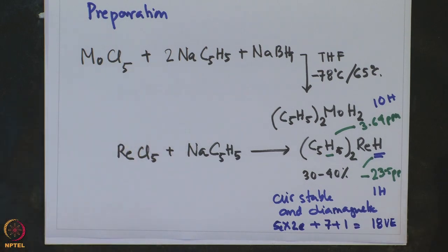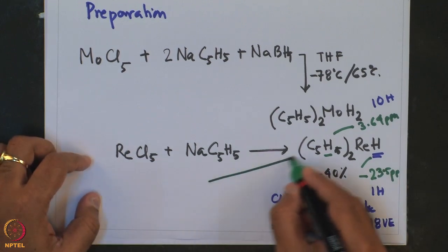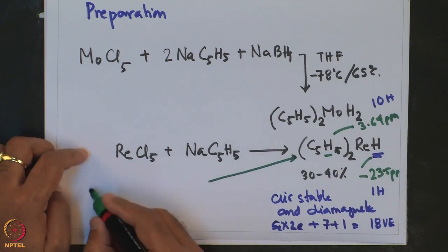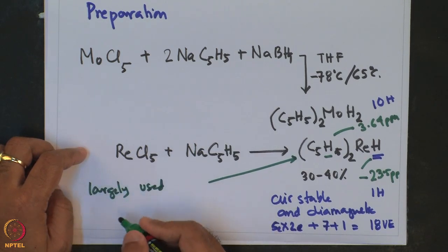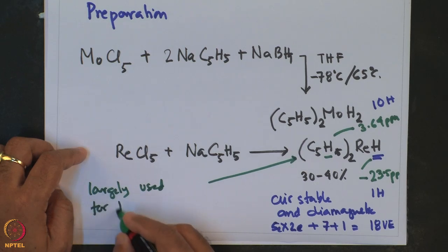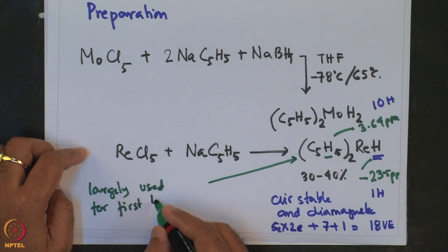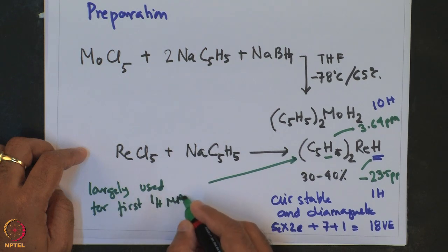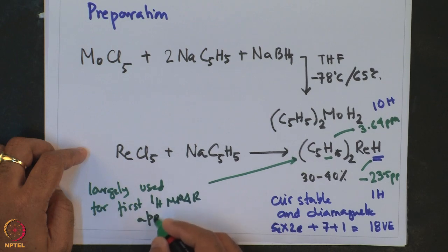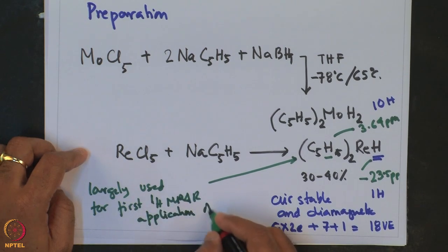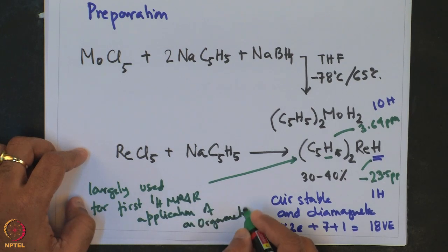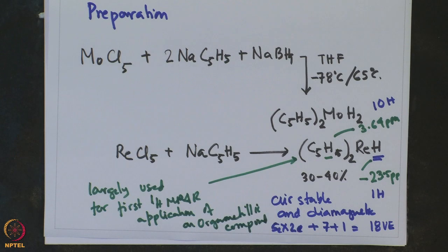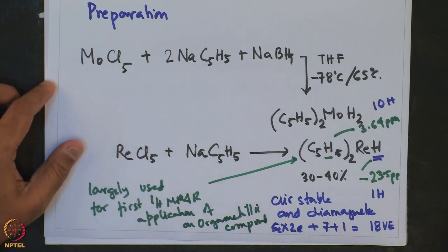And because of this additional stability, this compound was largely used for the first proton NMR applications of an organometallic compound. So, this was studied from that perspective.